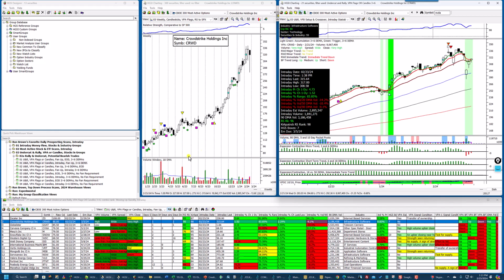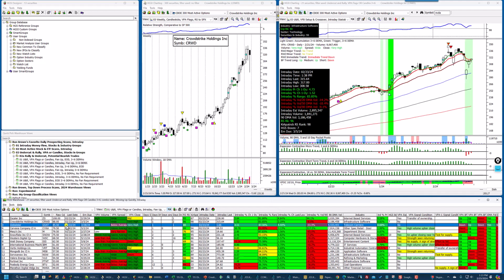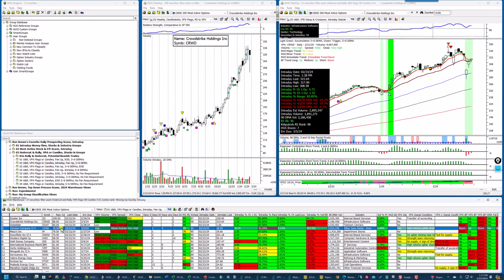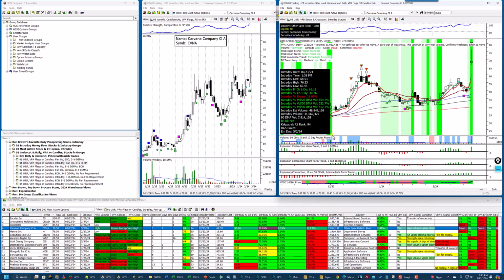Let's go in and look at one more. Now that's a cheap stock. Let's look at Carvana. I think earnings came out. No, I don't know why.